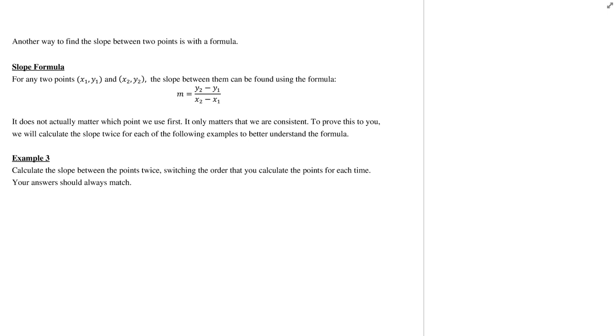So we just talked about how to find the slope from a graph, but we can also find the slope from a formula, and it's this formula here. Notice that this formula requires that you have 2 points, so they are labeled as shown. And I think it's probably easiest if we just get right into an example, showing how this works.